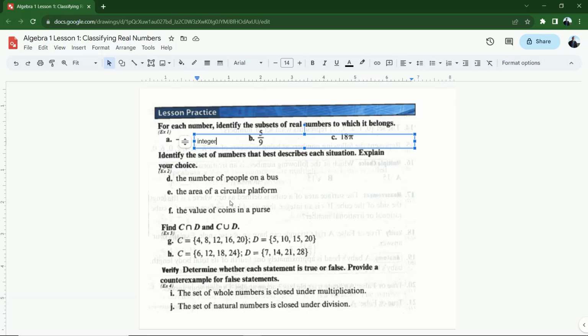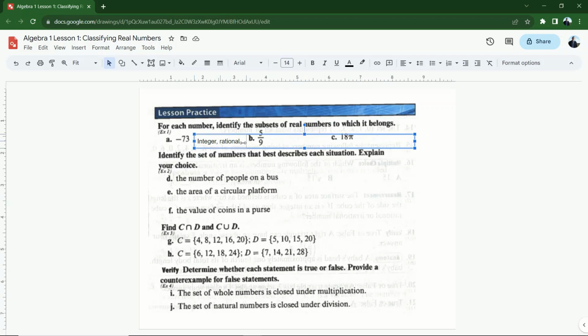So I have to start at integer. But if it's an integer, it is also rational. And if it's rational, it's also real. However, because in the instructions it says the subsets of real numbers, I don't have to list real as one, because I'm already identifying that it's real because it's a subset of the real numbers. So this is an integer and a rational number. What about the next one?